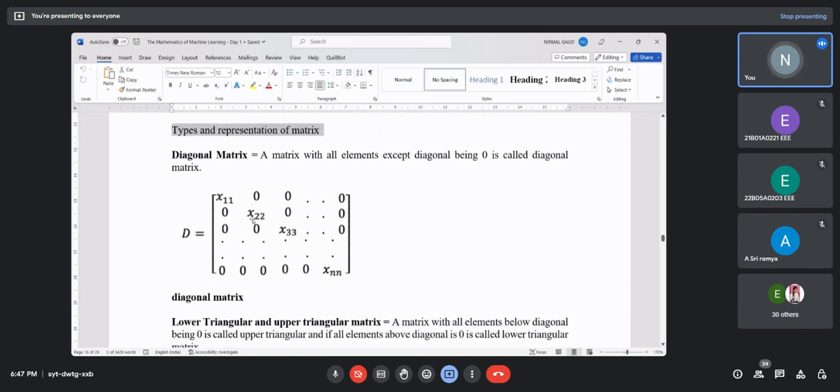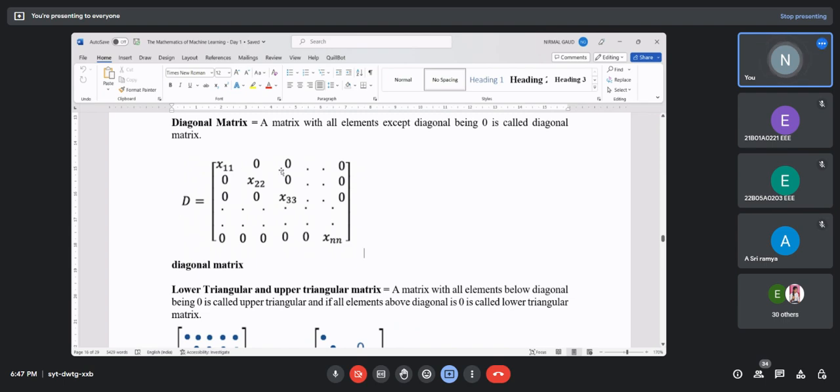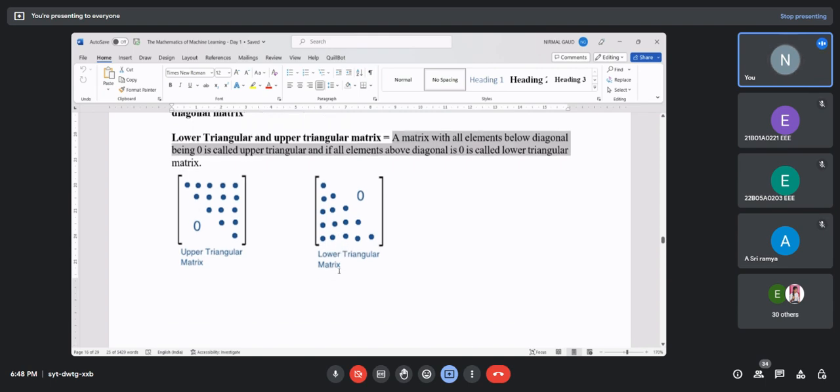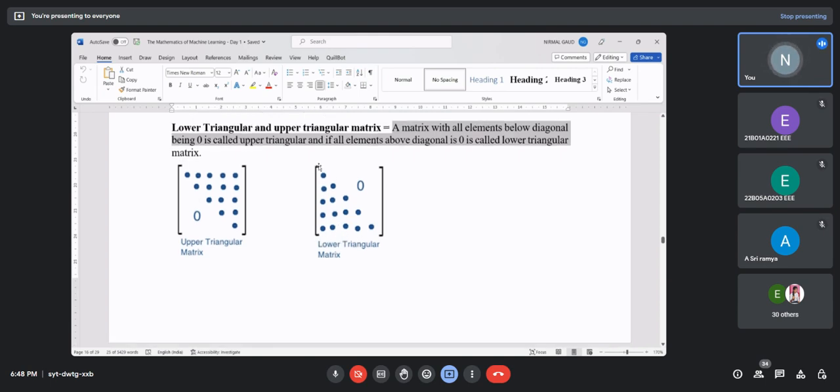Now, types and representation of a matrix. I hope you also know about the diagonal matrix. We have seen it in the previous class also. A matrix with all the elements except the diagonal being 0. So this is a matrix where all the diagonal elements exist and the rest are 0. So it's a diagonal matrix. We also have matrices that are lower triangular and upper triangular. A matrix with all the elements below the diagonal being 0 is called an upper triangular matrix. So here it is, an upper triangular matrix. And this is a lower triangular matrix, that means all the elements above the diagonal are 0 and the rest are non-zero.